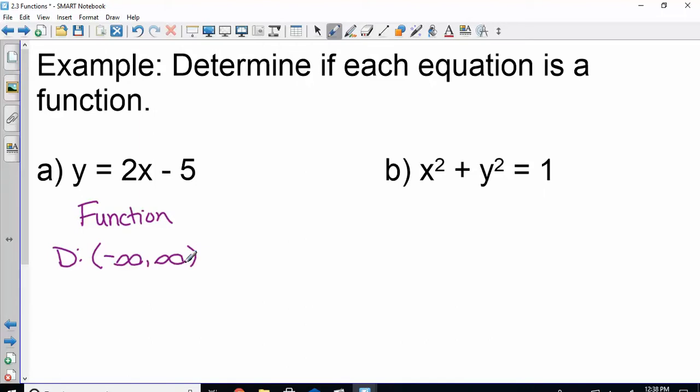Okay, range is your y's. That's what you get out. Would it be possible to get a negative answer here? Yeah. Would it be possible to get 0? Yes. Would it be possible to get a positive answer? Yes. So we can get everything here. So our range is also negative infinity to infinity.